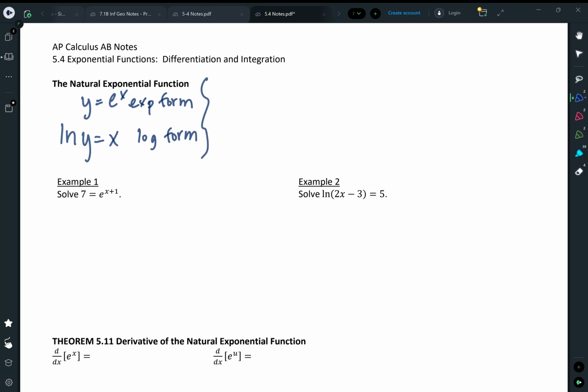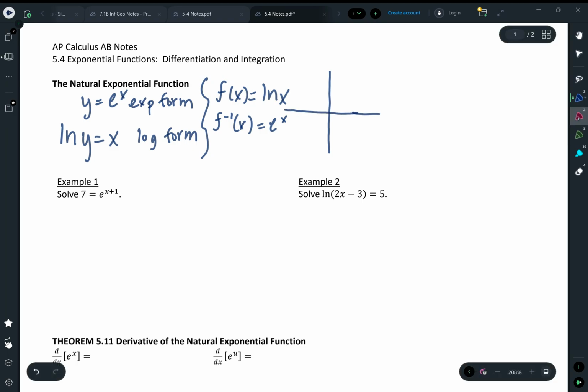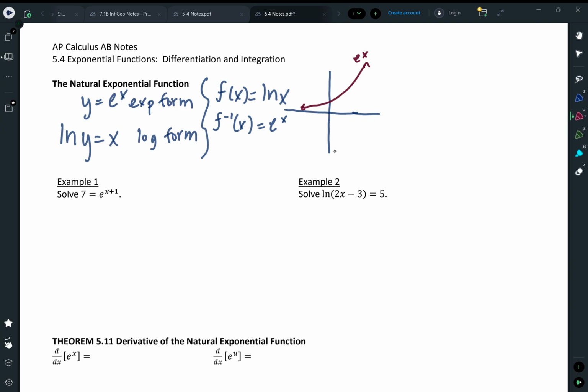What we're more focused on in this chapter, as of yesterday, was inverse functions. If we have a function f of x equals the natural log of x, then its inverse is going to be e to the x power. I can show you that with the graph too. e to the x power looks something like this, and it's crossing through here. And then my natural log looks more like this.